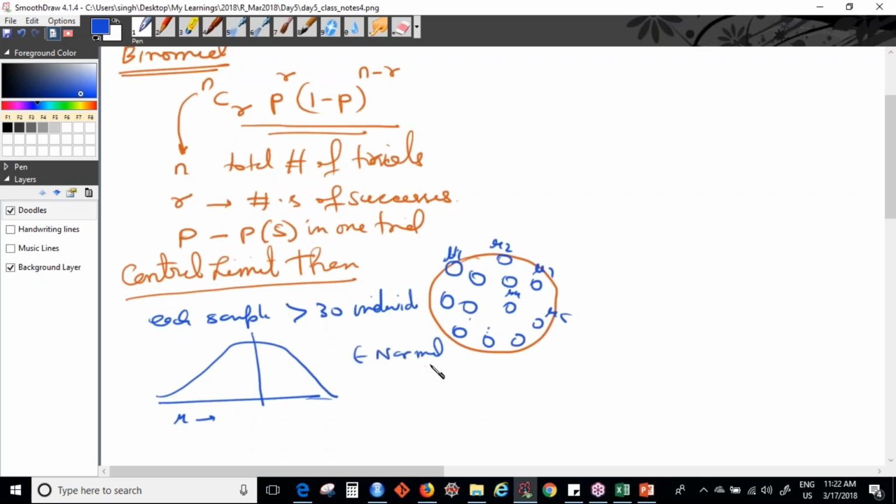This will always be normal, irrespective of what the original population was. Even if the original population was not normally distributed, the average of each sample, so the sample mean or the sample sum also. So this is true for the sum also. The sample mean or the sample sum will always follow a normal distribution for all samples of size greater than 30. You just have to make sure that each sample is greater than 30 units. This is the central limit theorem.